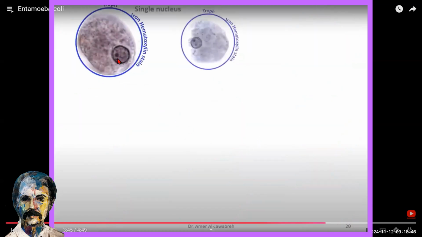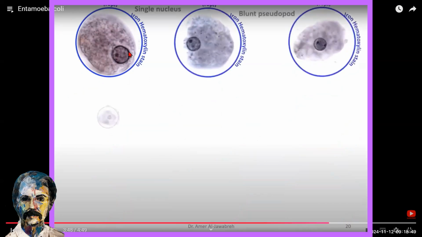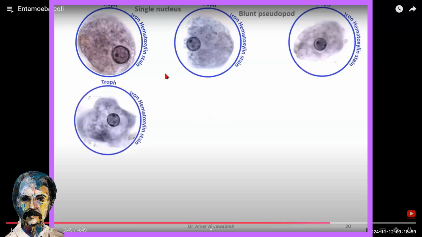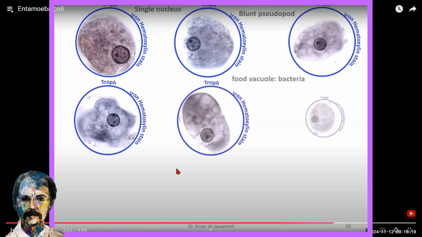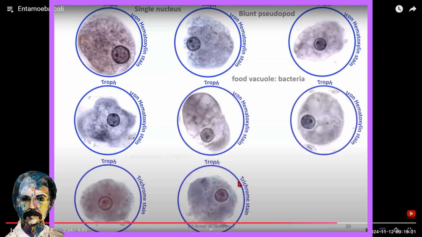That's the trophozoite. Very eccentric. Do you think here the chromatin is even or uneven? Maybe this area. Maybe it's difficult to give the decision here. Look here, very eccentric, very eccentric. This one here, chromatin is uneven. You can see it clearly. This one, chromatin is uneven, very clear. And the karyosome is eccentric. This one, karyosome is eccentric. Chromatin is uneven. All of this is iron hematoxylin stain. And this is trichrome.